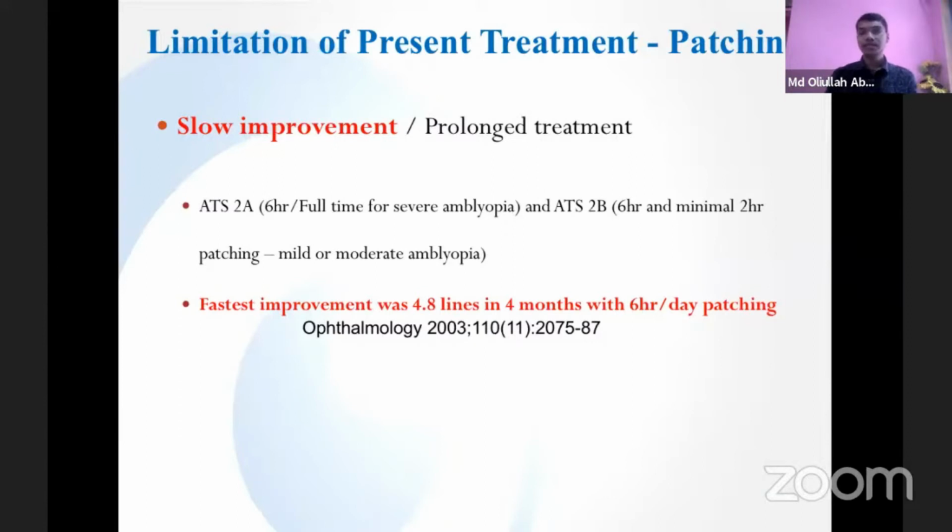The time taken to improve from amblyogenic factors to a better acuity and better visual functions is usually noted as follows: if you give 6 hours of patching per day, you see 4.8 lines, which is the highest reported in 4 months. But traditionally, it is a line or 1.5 lines of improvement that happens on average in 4 months of follow-up.